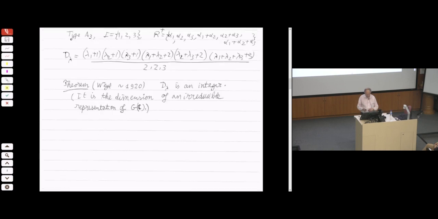Now let's see. In type A3, the formula is a product of 6 factors with a denominator. In this case you can also prove, with a little more effort, that it's an integer. But if you go to more complicated cases, it's not so clear. In any case, Weyl discovered this, and he proved that this is the dimension of some irreducible representation of this Lie group.